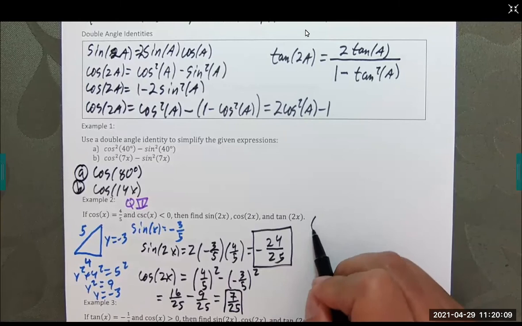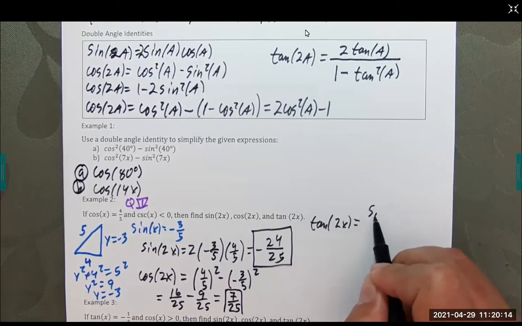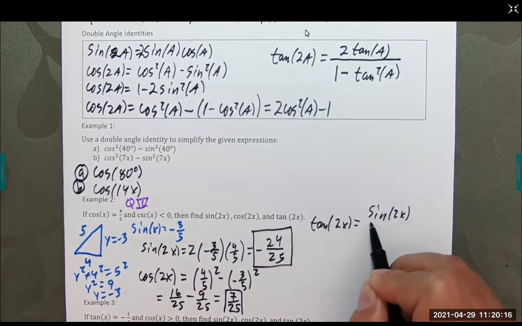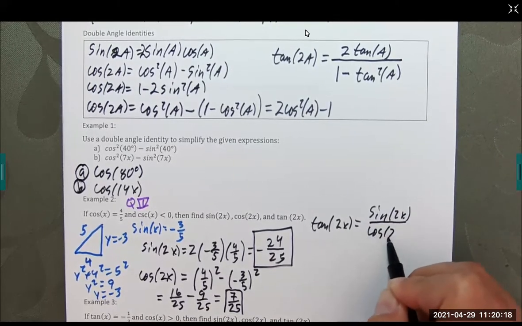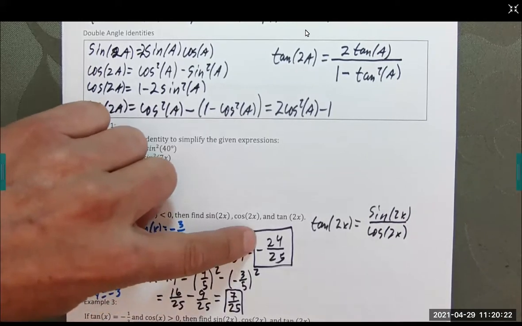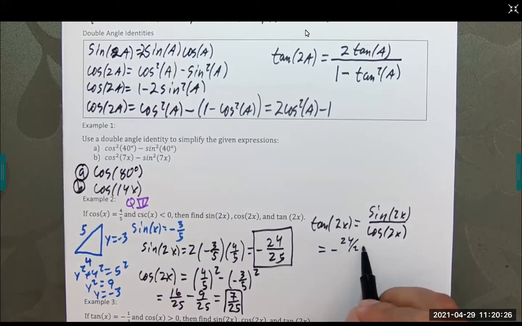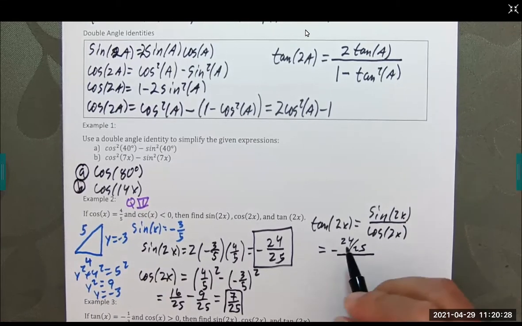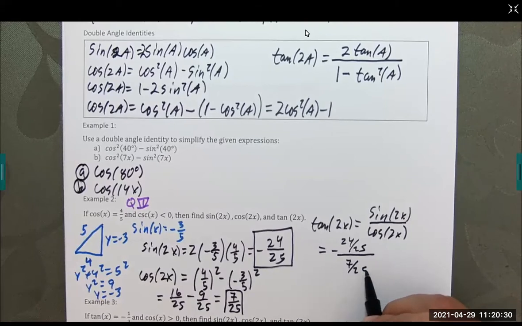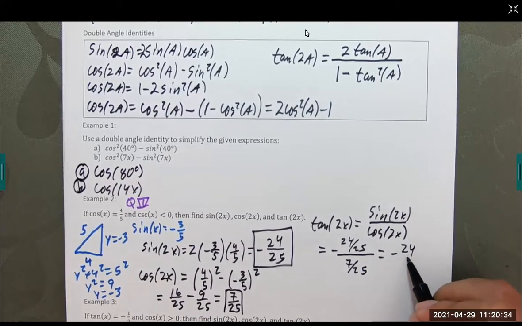But I'm going to say that the tangent of 2x is equal to the sine of 2x and the cosine of 2x. And the reason I'm doing this is because I already have sine and cosine. The 25s reduce out, and I end up with a negative 24 over 7.